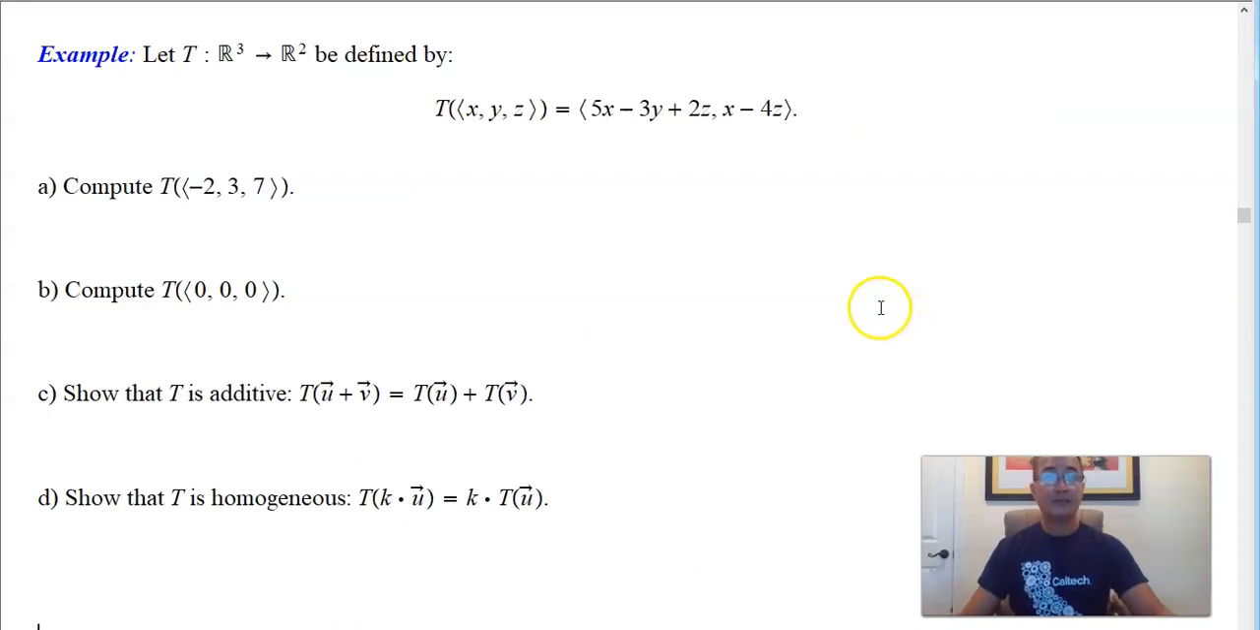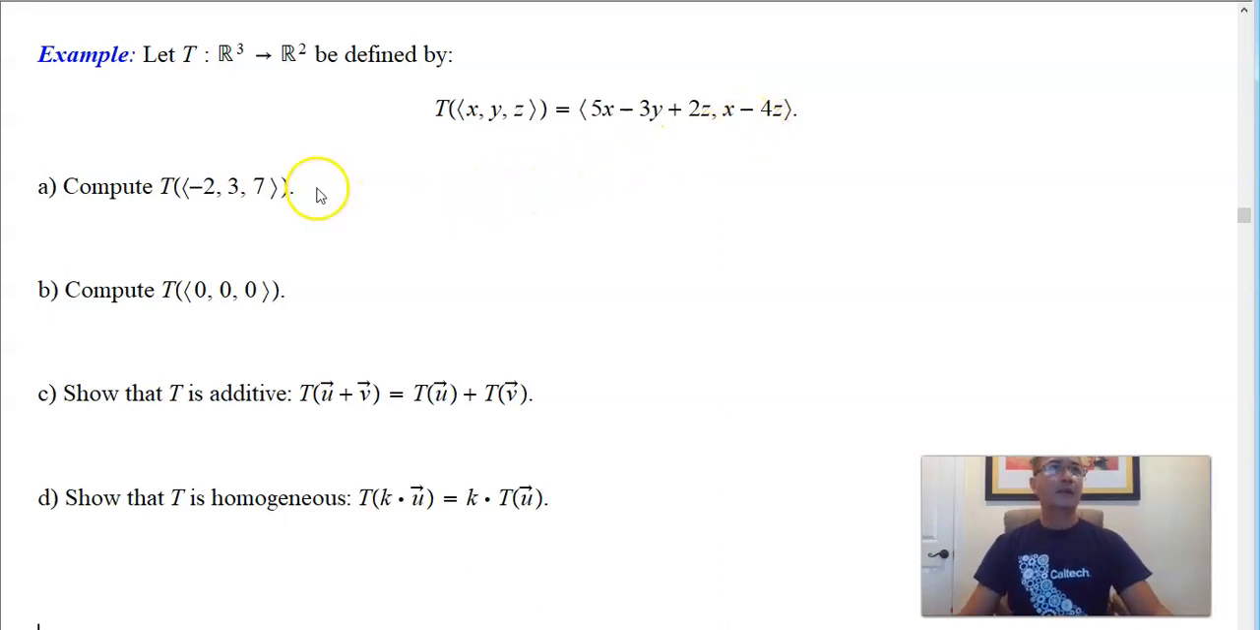Okay, so here's our first example of a linear transformation. We have T going from R3 to R2. So the input vector can be written as (x, y, z) because our domain is R3. Where will (x, y, z) go to? We will create a vector in R2, and it will show us how to make that vector. In the first component, we will take 5x minus 3y plus 2z. And in the second component, we will take x minus 4z. Notice there is no y in the second component, and there's nothing wrong with that.